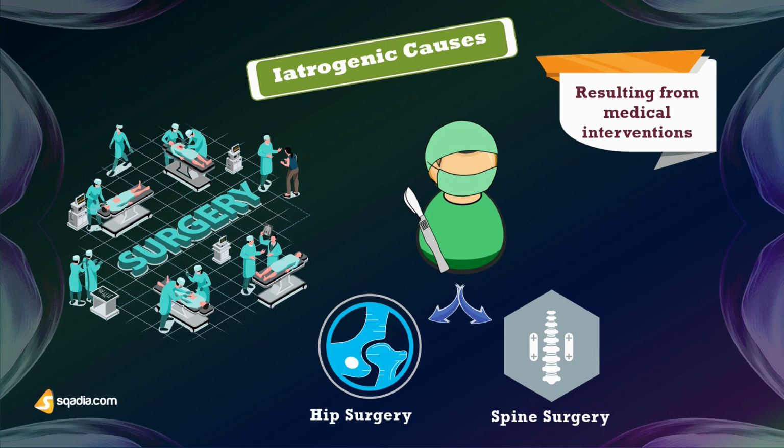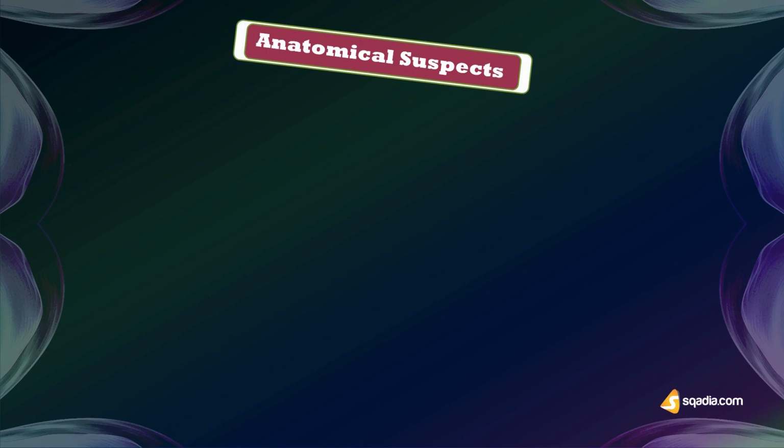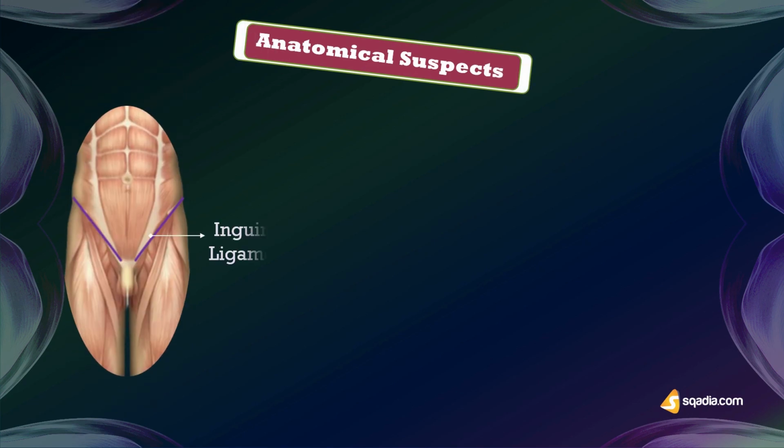Now, it's time to explore the anatomical suspects. Inguinal ligament takes the center stage, with its reputation as the most common site of compression.